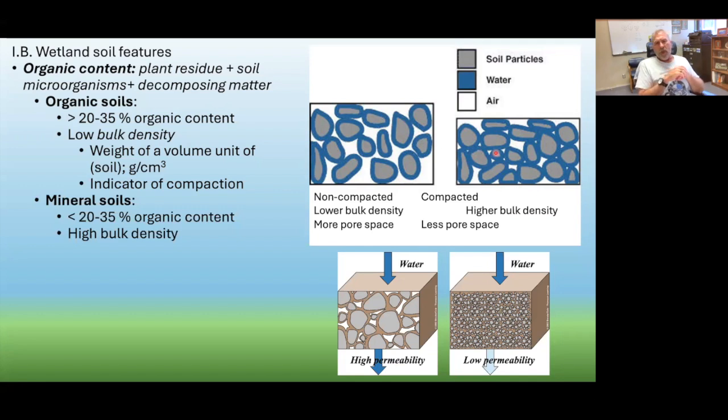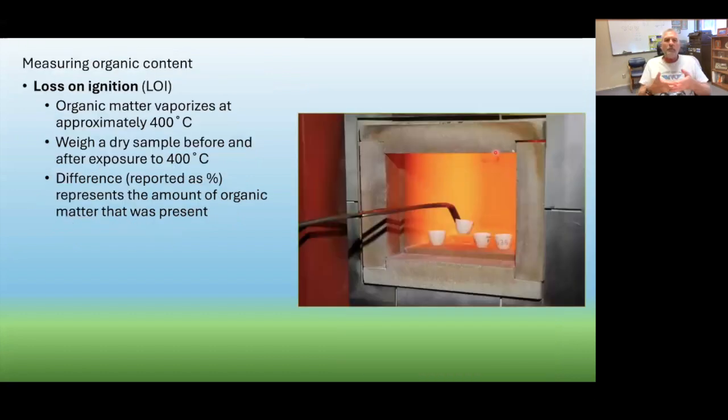Organic soils typically have an organic content that is 20 to 35% or above, okay? Whereas mineral soils that have lower organic content and higher bulk density tend to be at less than that, right? So we can measure the organic content of soils.